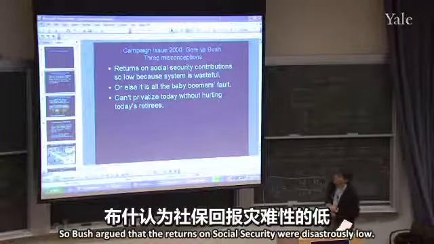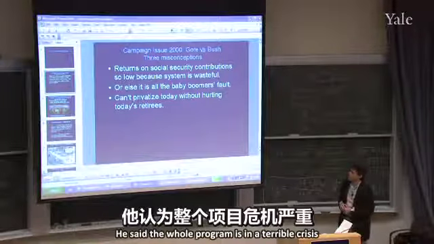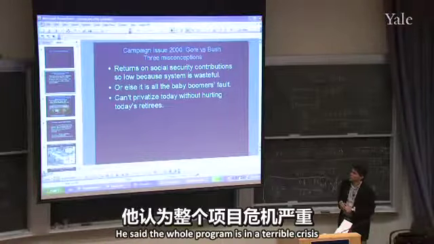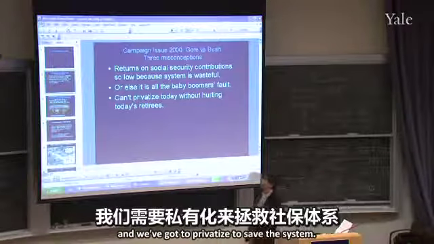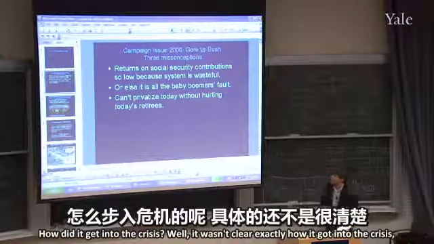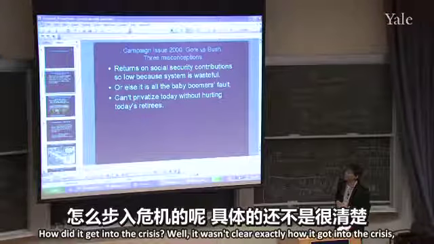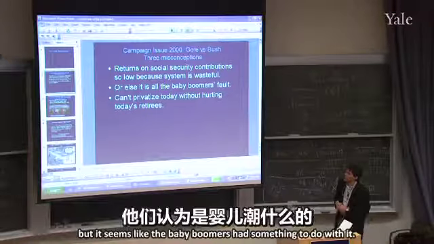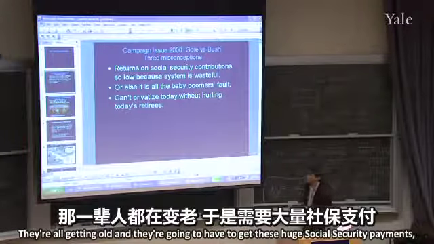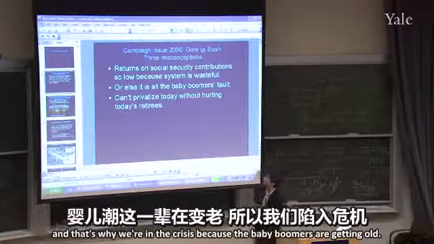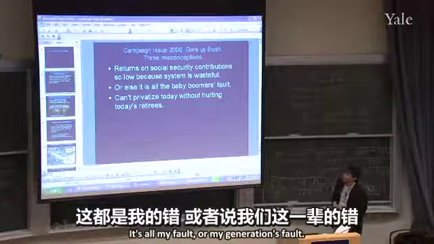So Bush argued that the returns on Social Security were disastrously low. He said the whole program is in a terrible crisis, and we've got to privatize to save the system. Okay, how did it get into the crisis? Well, it wasn't clear exactly how, but it seems like the baby boomers had something to do with it. They're all getting old, and they're going to get these huge Social Security payments, and that's why we're in the crisis, because the baby boomers are getting old. It's all my generation's fault.